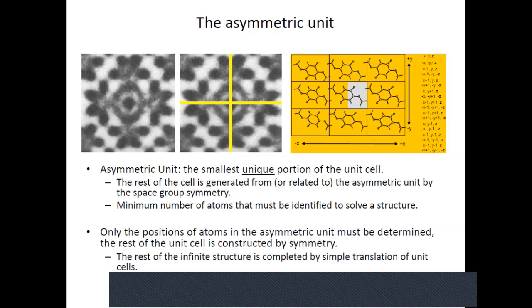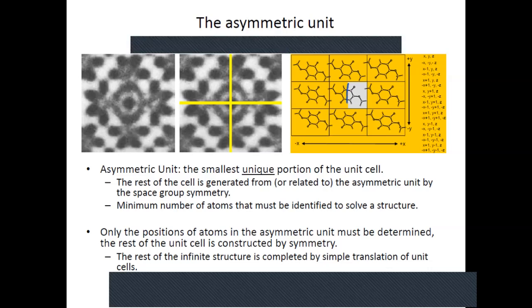And the asymmetric unit is the smallest unique portion of space in the unit cell, which is used to generate all other symmetry related positions in the unit cell. So once you have your asymmetric unit, you have your space group, you can generate all the different molecules or entities in the unit cell. So in this example here, this gray area is the asymmetric unit.